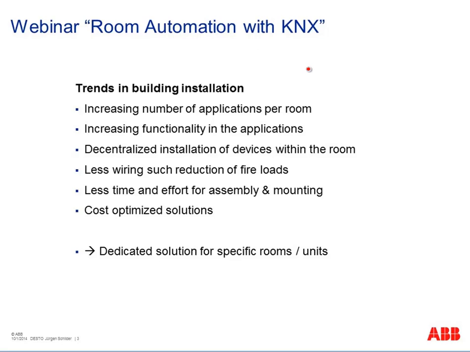What are the trends in building automation or building installation? We have an increasing number of applications in the room, increasing functionality, more and more specialties we sometimes need in rooms. A further trend, in some projects and some countries, is decentralized installation, which means I install the components for room automation next to the room, resulting in less wiring and less fire load, which is also a topic, for example in hospitals. A room-dedicated and cost-optimized solution also leads to less cost and less time to install, assemble or design the whole project. So our target is to have a dedicated solution based on KNX for specific rooms, for specific units, or even a collection of rooms. That's our target with our KNX room solutions.